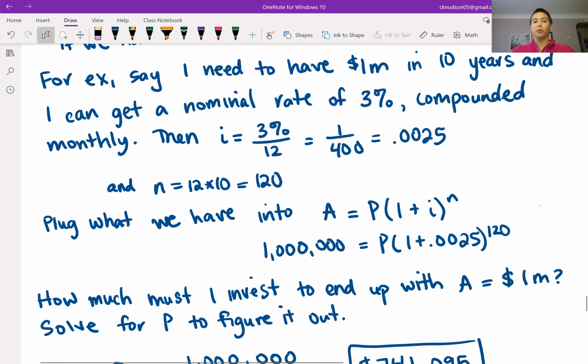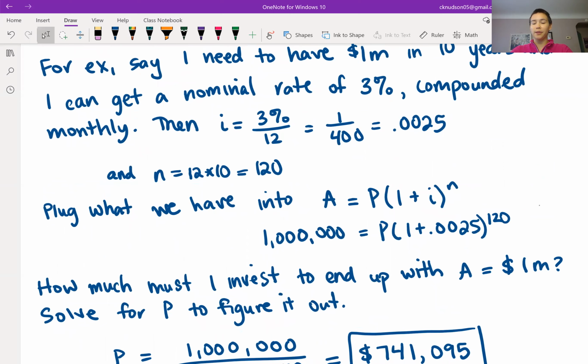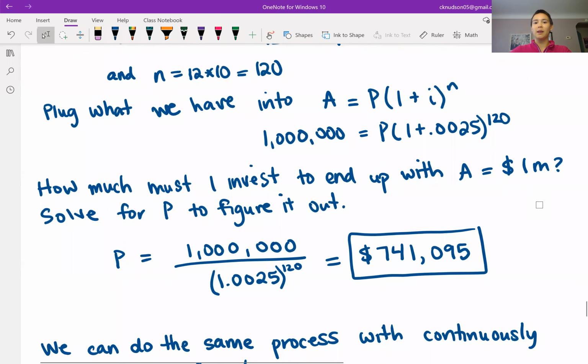Okay, so plug that into our equation that we've seen earlier. A equals P times (1 plus I) to the N. And like I said, I want to end up with $1 million, so put in A equals 1 million. We calculated I, go ahead, plug that in, and go ahead and plug N in as well. So now we have everything plugged in except for P here. So how much must I invest right now today in order to end up with $1 million in 10 years? All we have to do is solve for P to find this answer. So go ahead, solve for P.